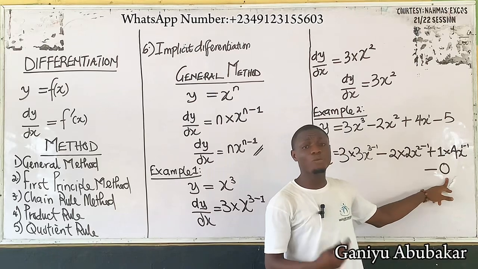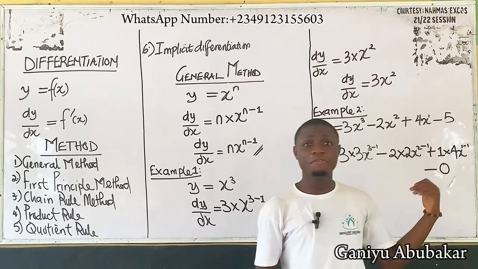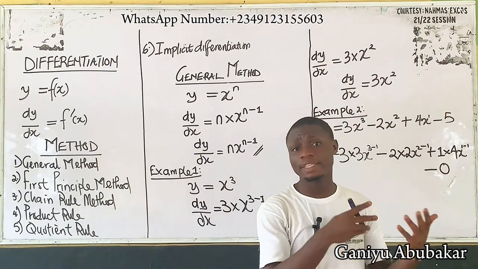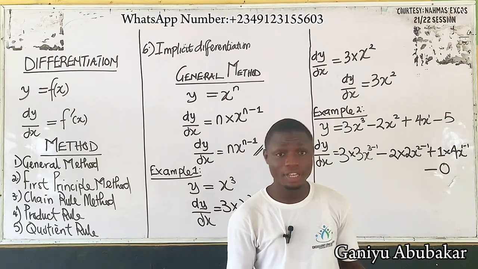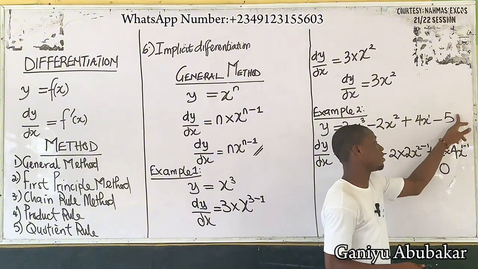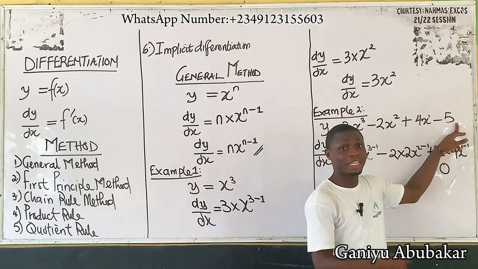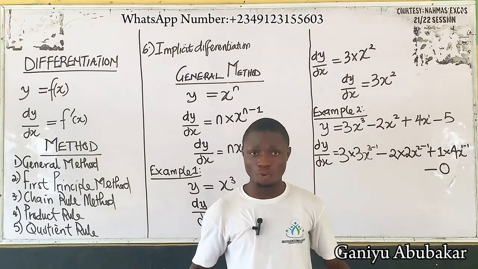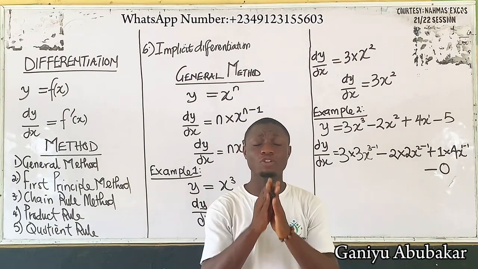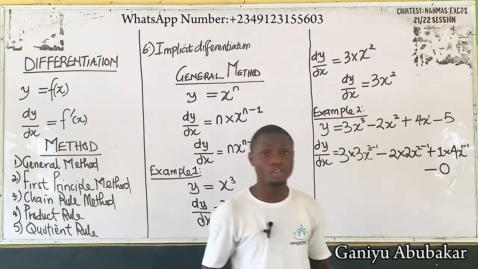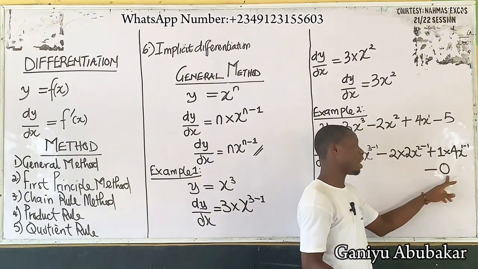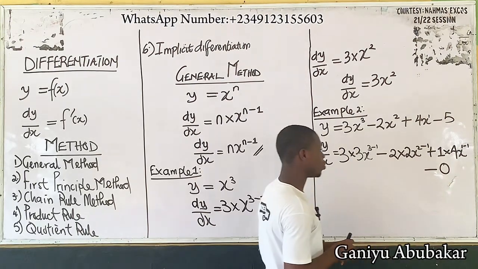Note that when it comes to differentiation, 5 here is assumed as a constant term. A constant term is simply a term that does not have x. This 5 does not have x. It is referred to as a constant term. So whenever you differentiate a constant term, it's always 0. If I differentiate 5 here, I'll have 0. So this becomes your concept here.